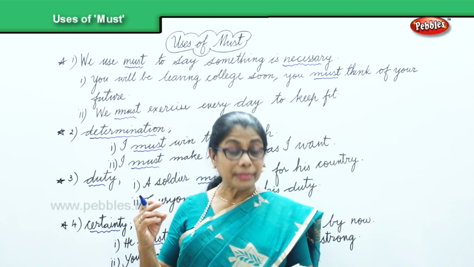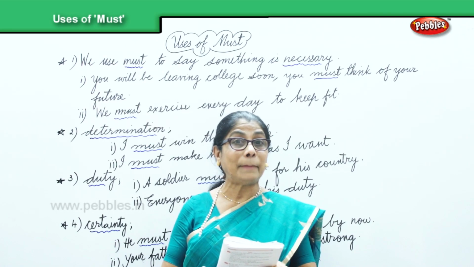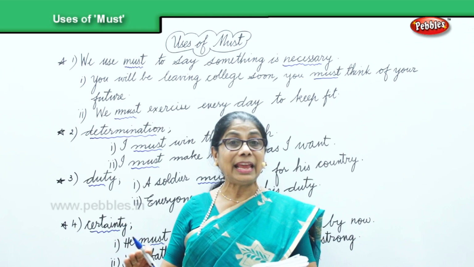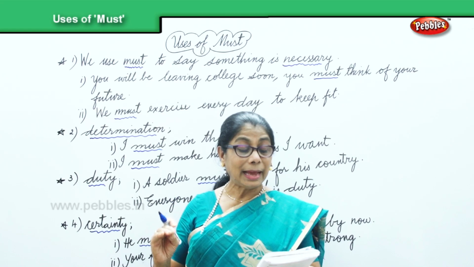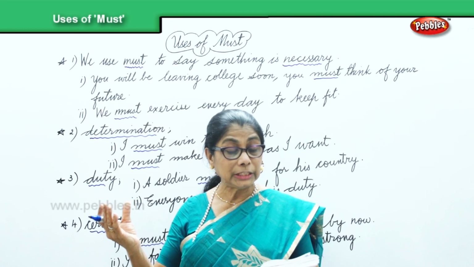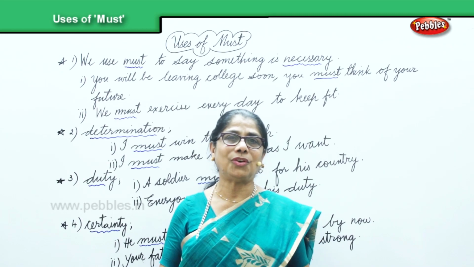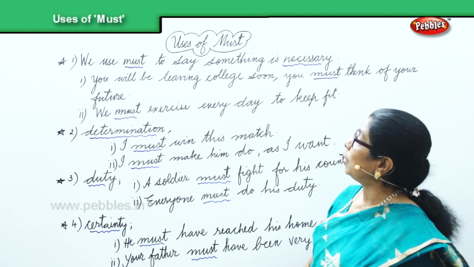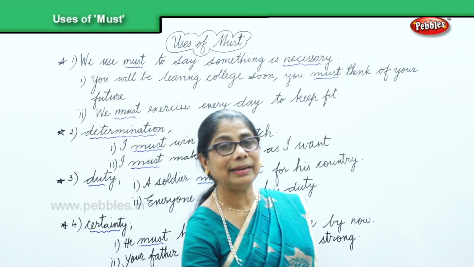So determination. Third, duty. When it calls for duty, we use must. A soldier must fight for his country. Everyone must do his or her duty. And finally, certainty. He must have reached his home by now. Your father must have been very strong. So, four different ways of using must. So, what we have done is uses of must in four different categories.